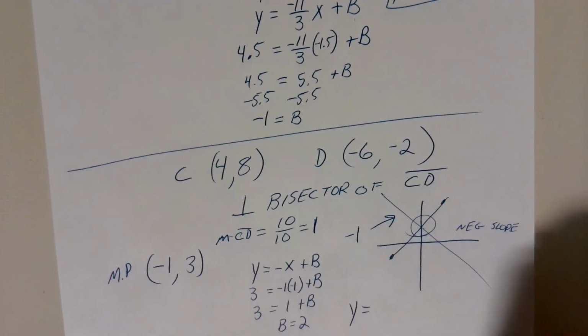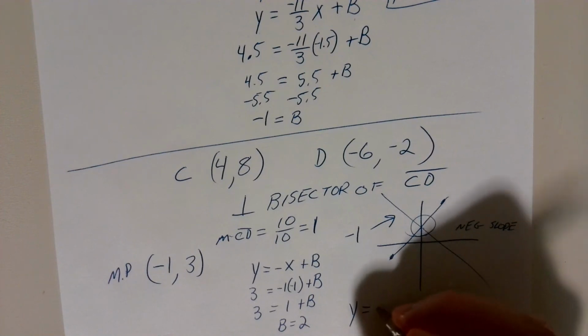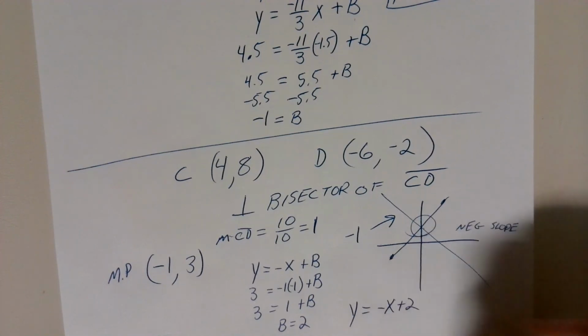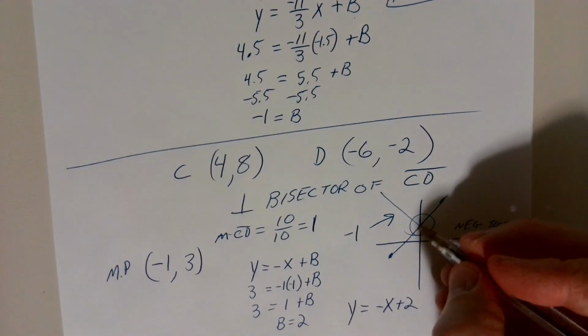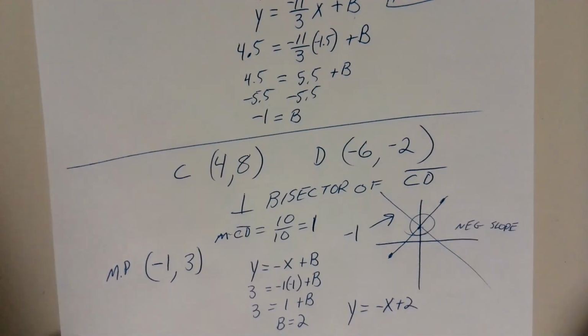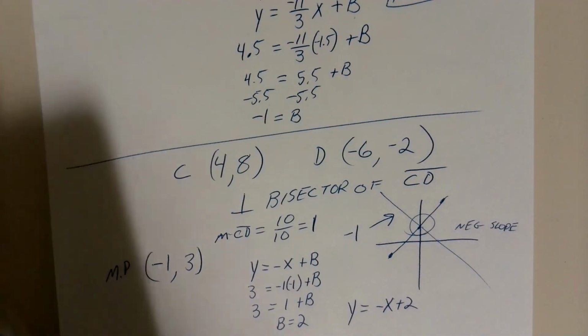Y equals negative x plus 2. And look at that. That looks like a good y-intercept. That looks negative. That looks pretty good. And then check it all. Check it all right on here. So here we go.